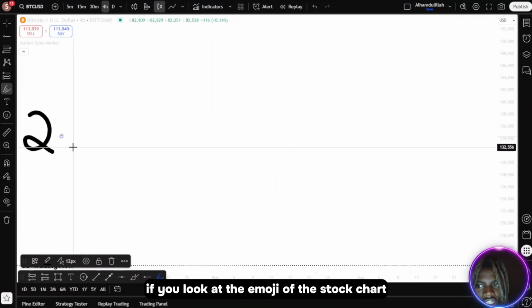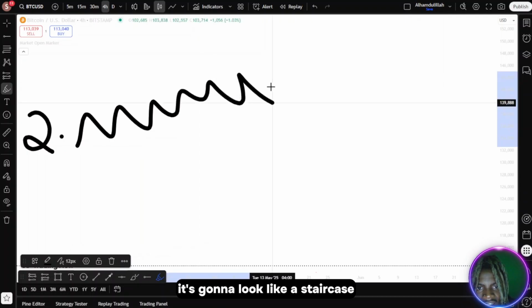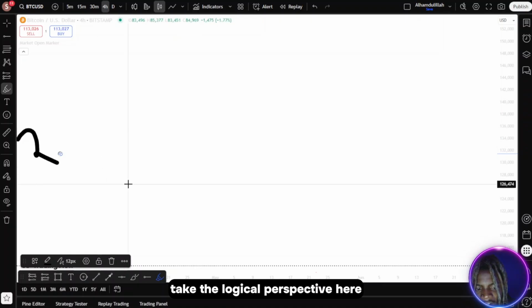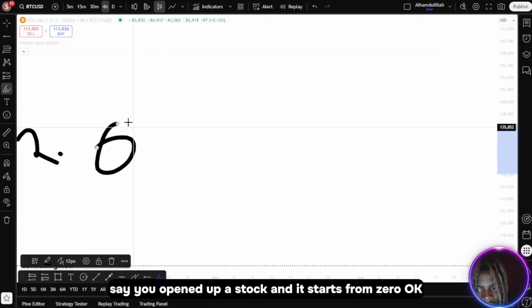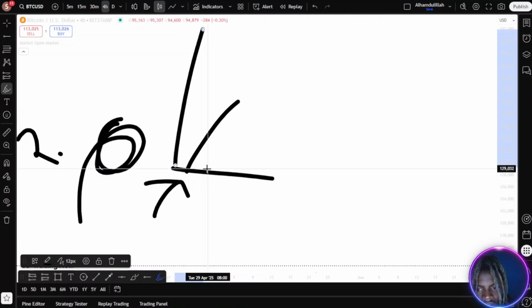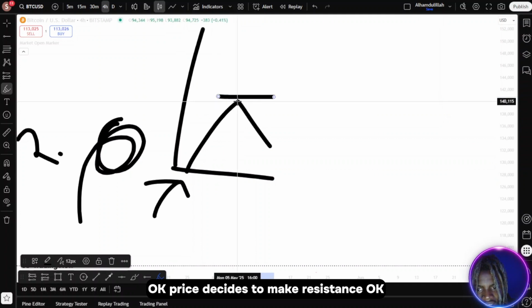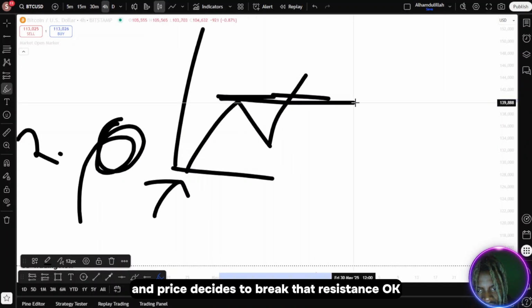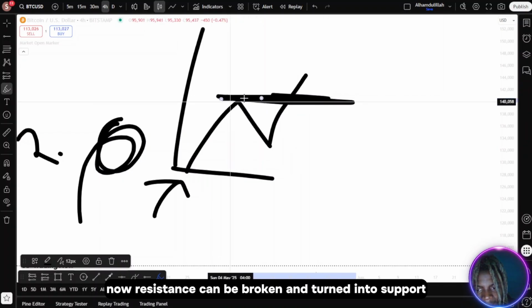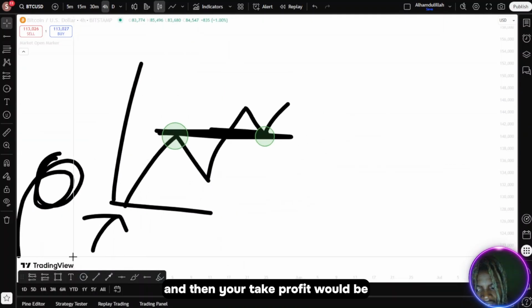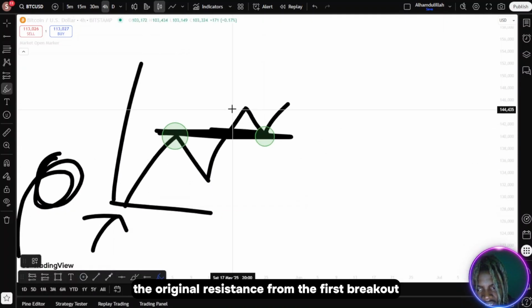If you look at the emoji of the stock chart, it's going to look like a staircase. There's a reason why. Take the logical perspective here. Say you opened up a stock and it starts from zero. Say price decided to just start right here. Price decides to make resistance, and price decides to break that resistance. Now, resistance can be broken and turned into support. And then your take profit would be the original resistance from the first breakout.